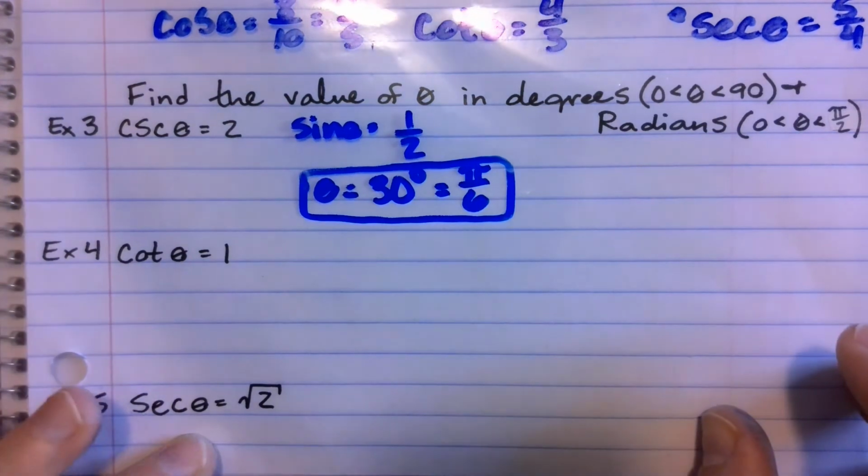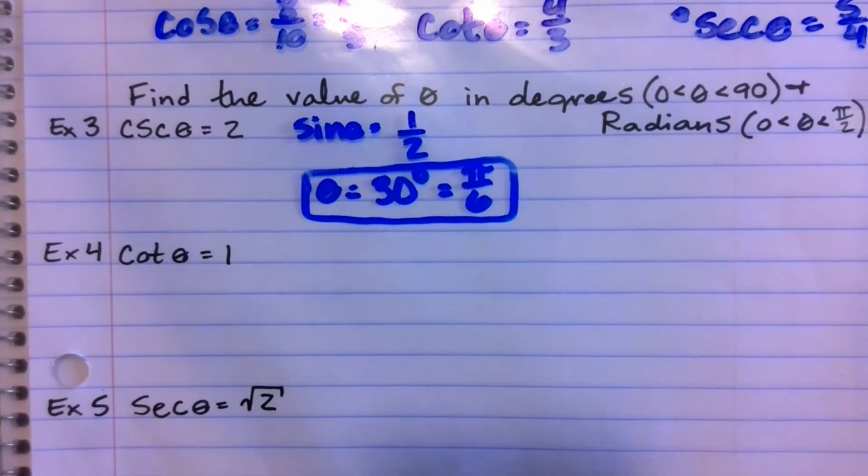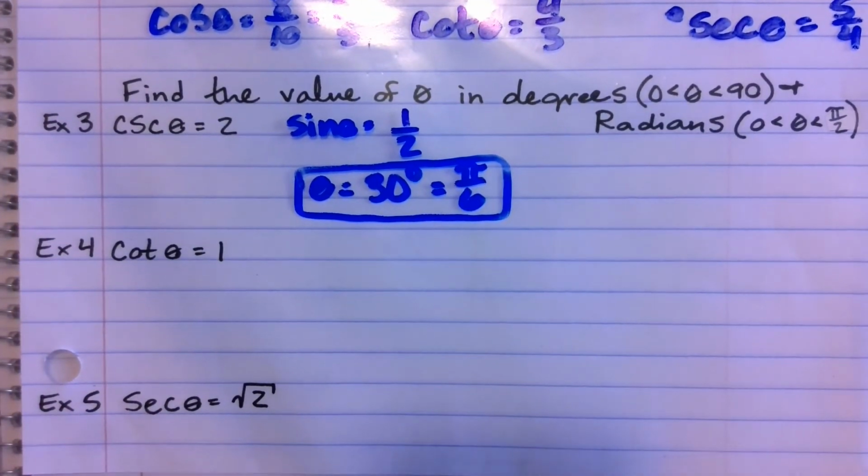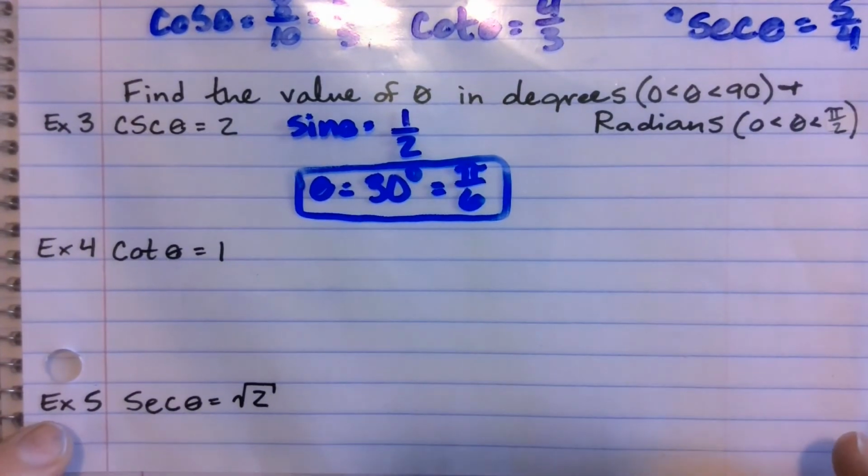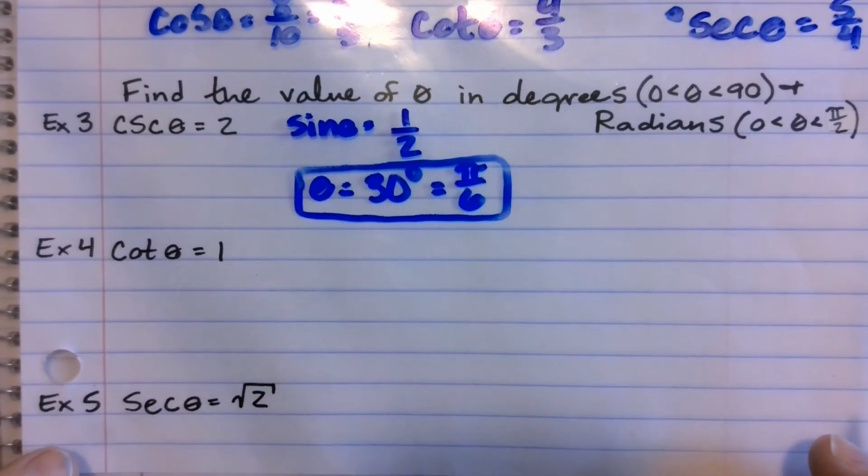Again, really important that we have those memorized from the first quadrant. At this point, if you still don't have them memorized, you've got to go back and practice those. Make yourself some flashcards or something.